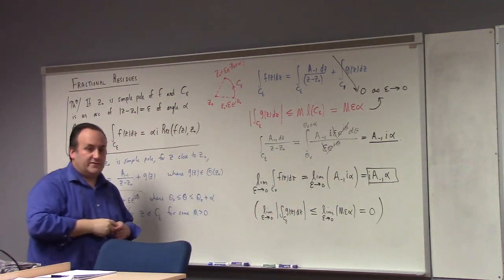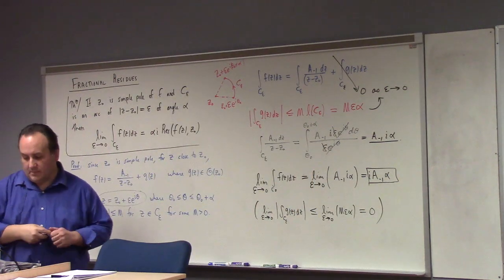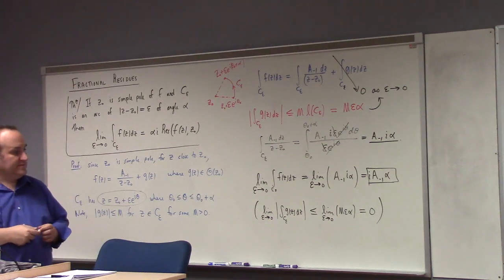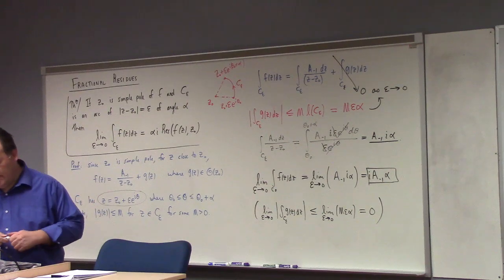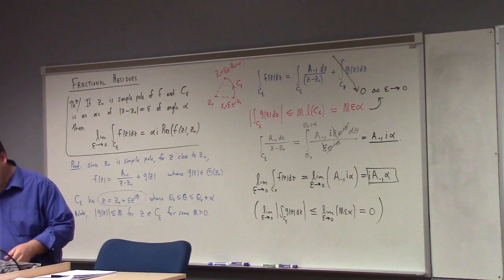See how this works? If we encircle the whole residue, what does this become? Alpha becomes what? 2 pi, right? So it goes back to the regular residue theorem if you look at that limit.